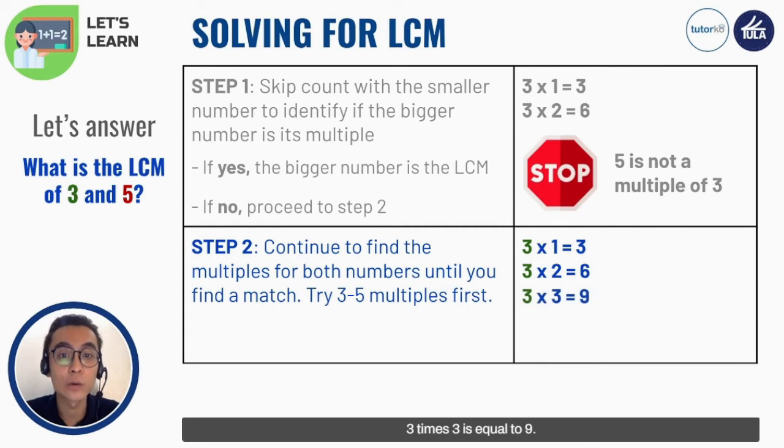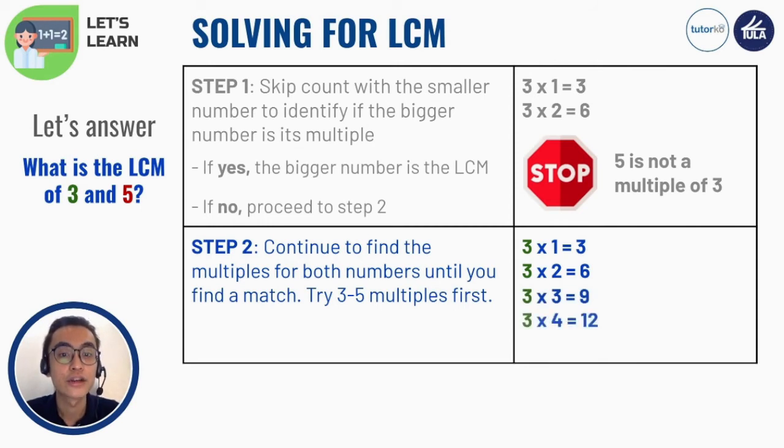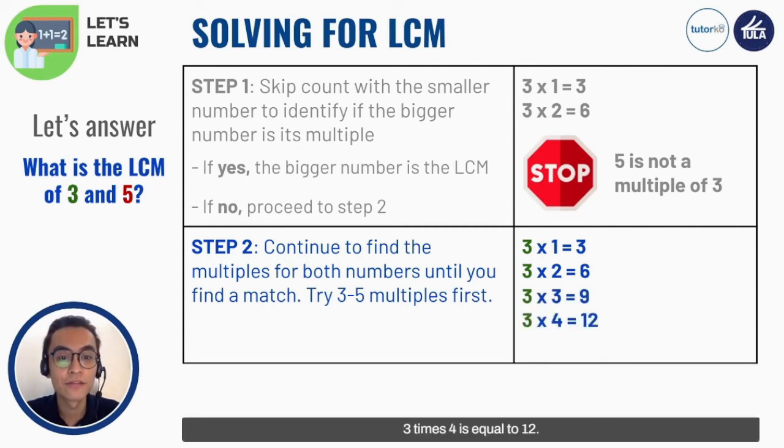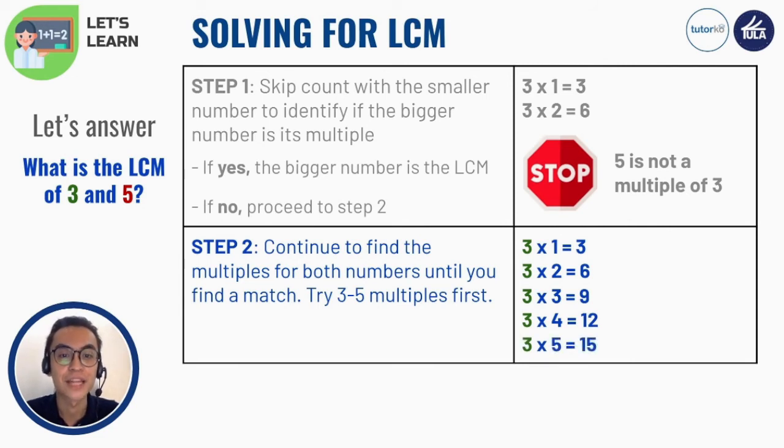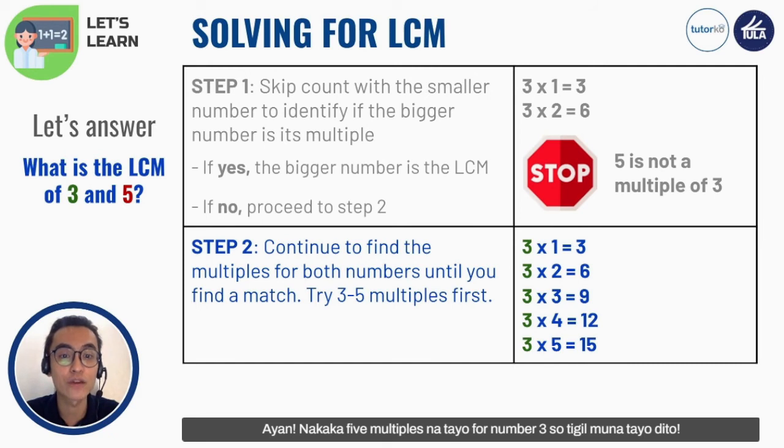3 times 3 is equal to 9. 3 times 4 is equal to 12. And 3 times 5 is equal to 15. Ayan, nakaka-5 multiples na tayo for number 3. So, tigil muna tayo dito. Gawin naman natin yung sa number 5.